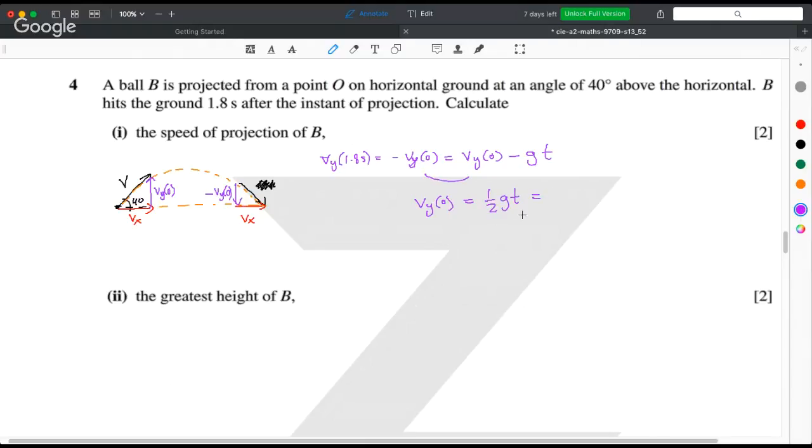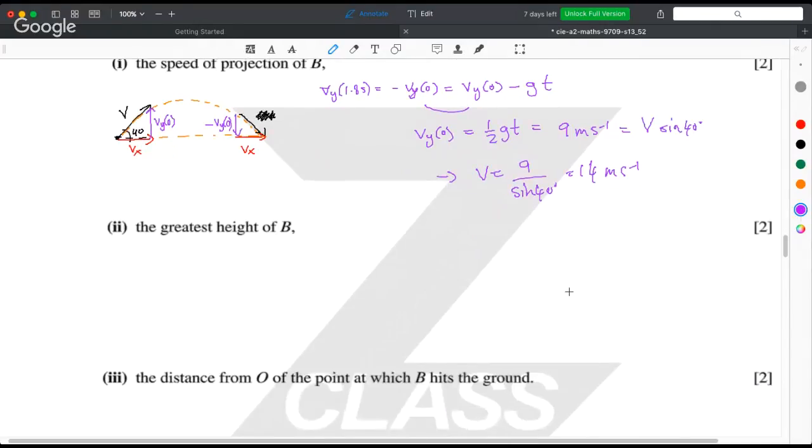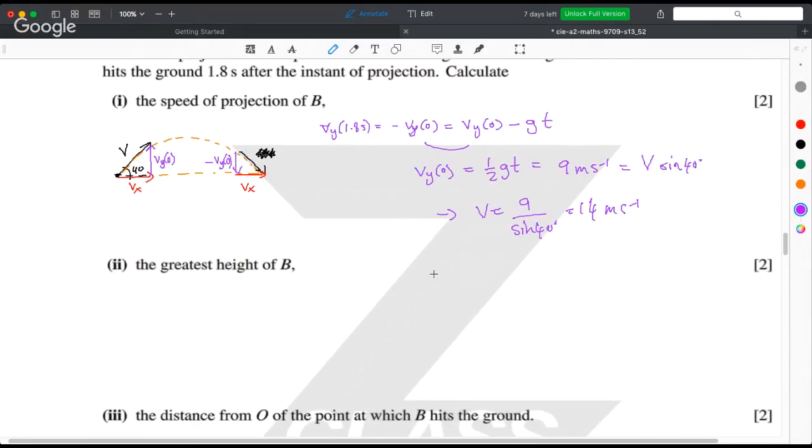If we plug that in, we know that t is 1.8 seconds, so we get that this is equal to 9 meters per second. And this must be equal to big V sine of 40 degrees. That's the y component. So therefore we can solve that V is equal to 9 over sine of 40, which is 14. Now they want the greatest height of B.